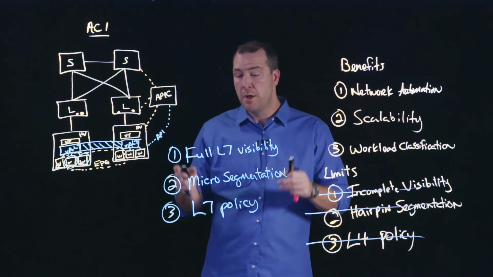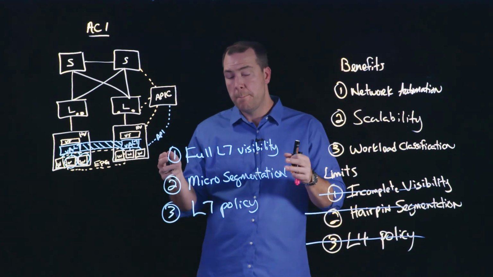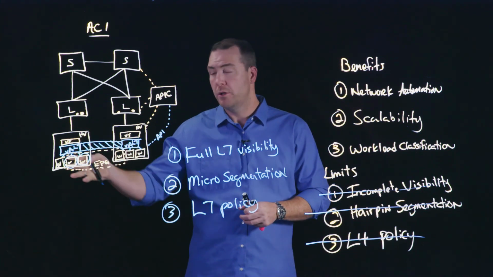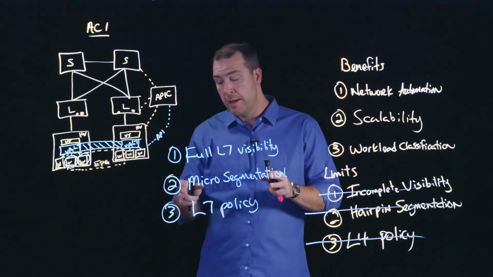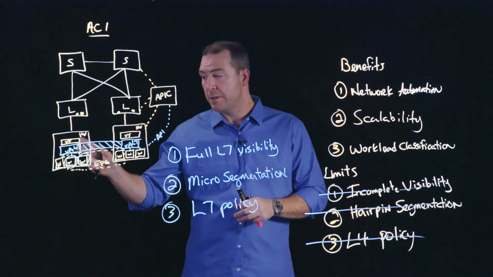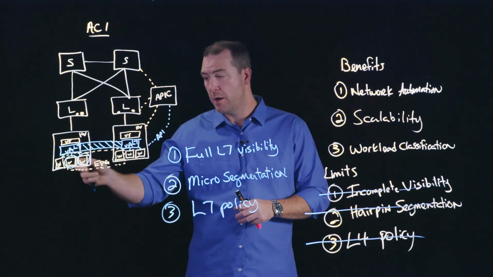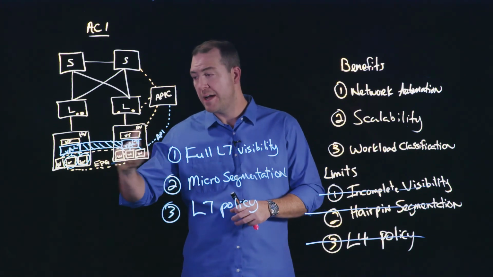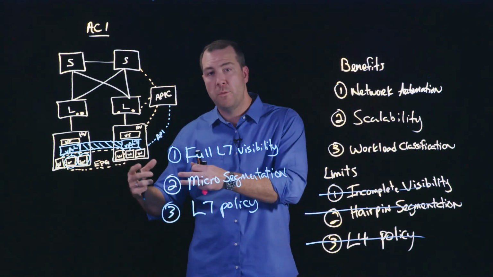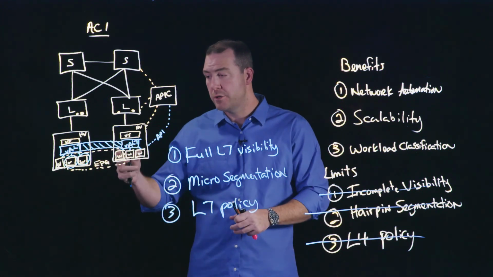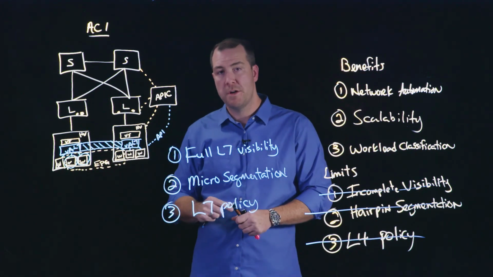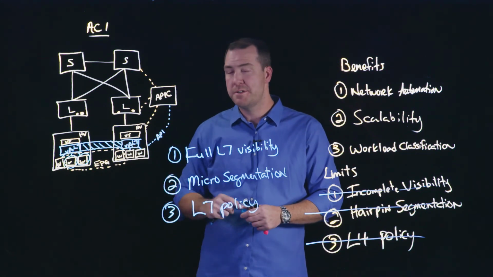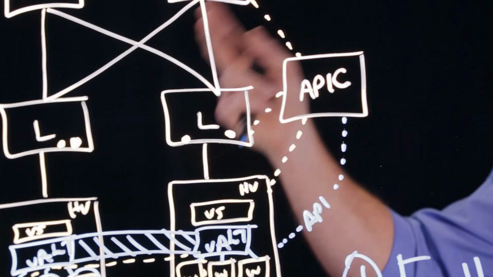So now we have full layer 7 visibility, micro-segmentation within each hypervisor, within an EPG, all localized within that virtual environment, and we can enforce layer 7 application-based policies and get very detailed, granular policies established across our entire data center, due to the fact that we have a distributed security architecture that mirrors that policy across our virtual infrastructure. And we can also automate that entire process with APIC across our entire ACI fabric.